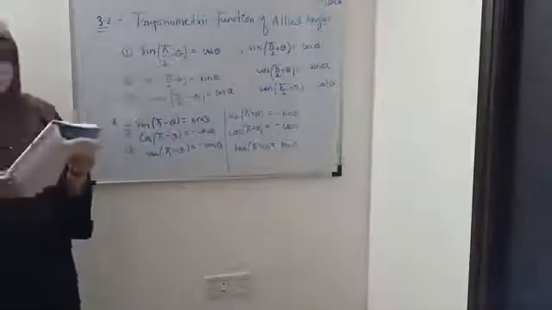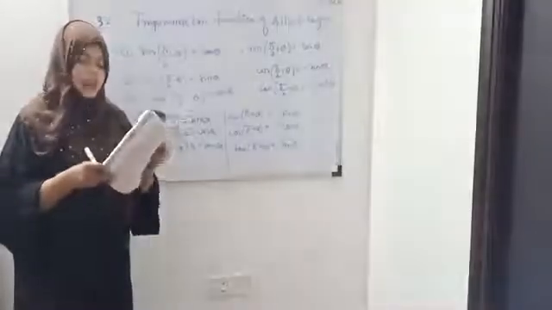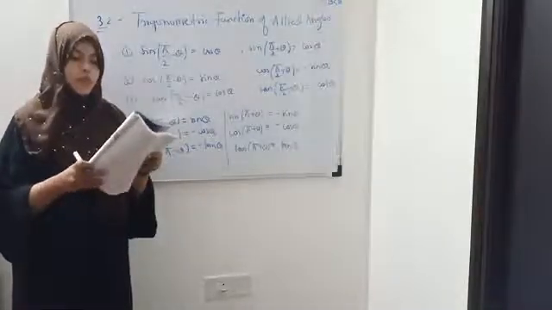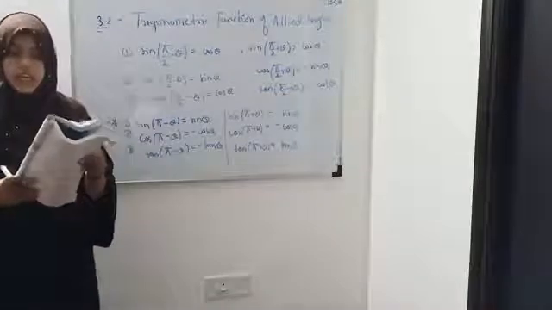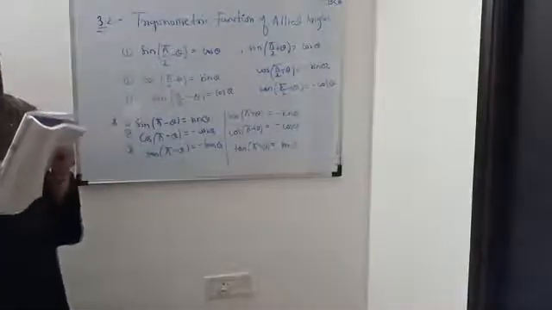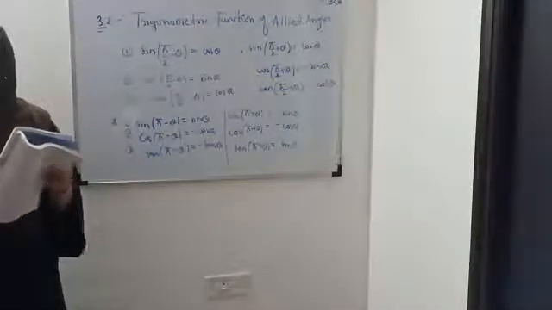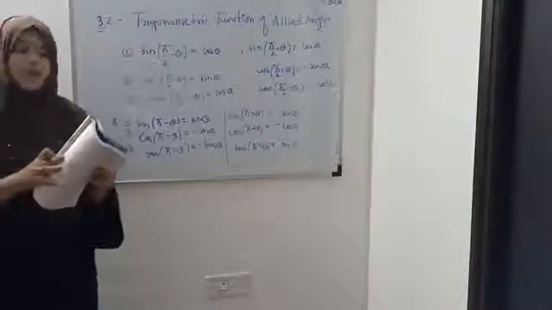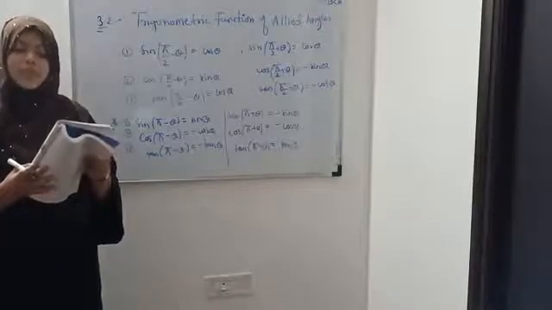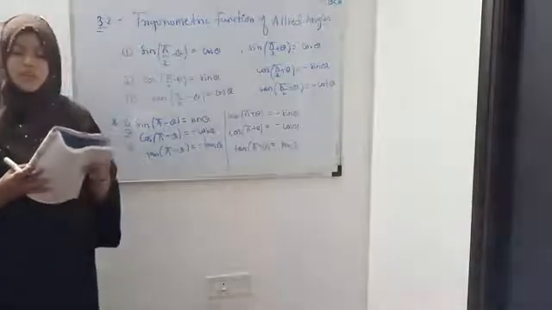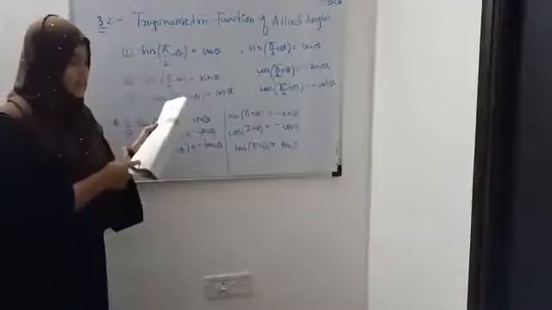It is on page number 40. Please take your textbook and just see page number 40. The formula for sin 3 pi by 2 plus theta is minus cos theta. Cos 3 pi by 2 plus theta is sin theta. And tan 3 pi by 2 plus theta is minus cot theta. So all these formulas are given.